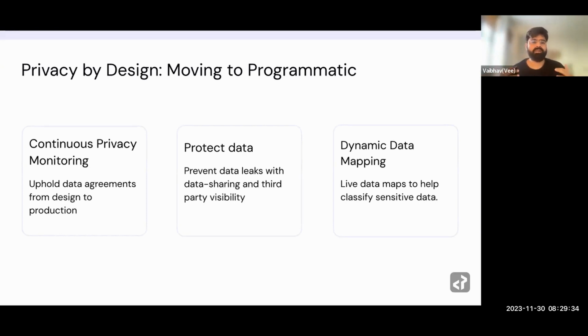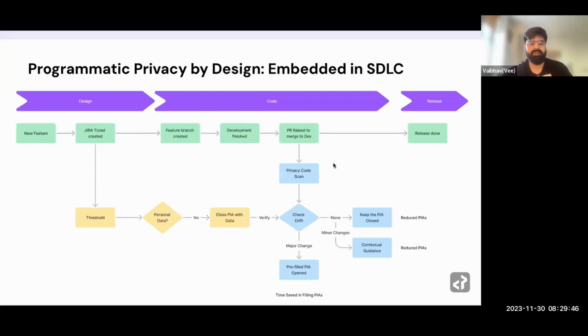And what Privado enables you to do is make it more programmatic. We do it, and the next slide covers it, by making it continuous, helping you prevent things from going live, and making things more dynamic, more real time. This is a good example of a typical privacy by design process. Companies typically have something like a Jira where new tickets are created, and then an intake process where they ask, do you process personal data, or does this new feature involve personal data? If someone says yes, then a new PIA is created and filled, and what you hope is that the privacy review done at the design stage is adhered to at the code stage as well.